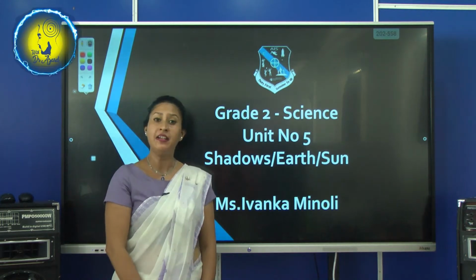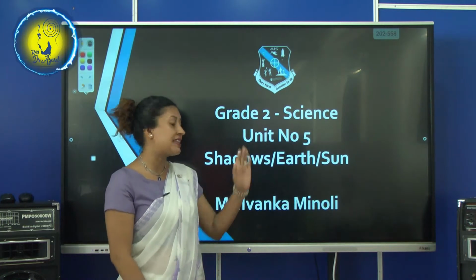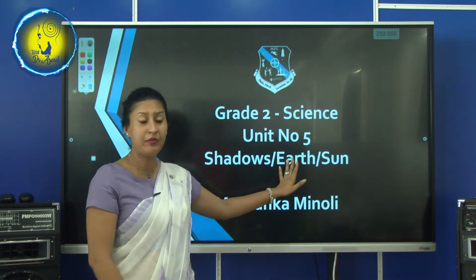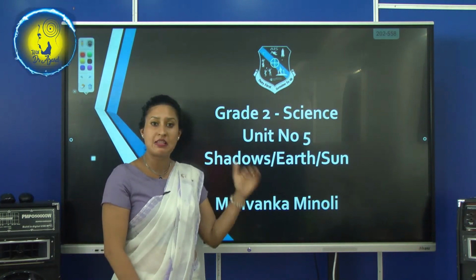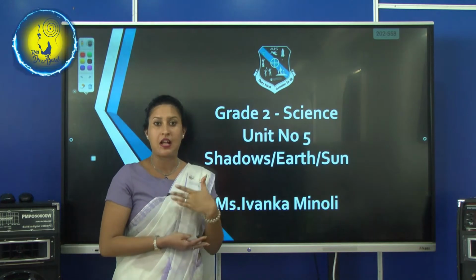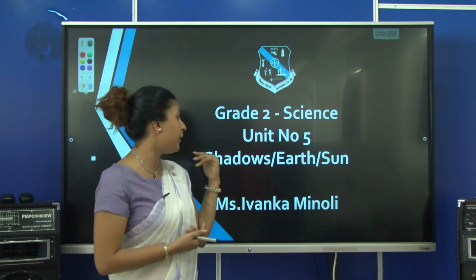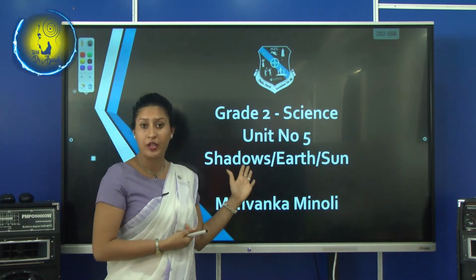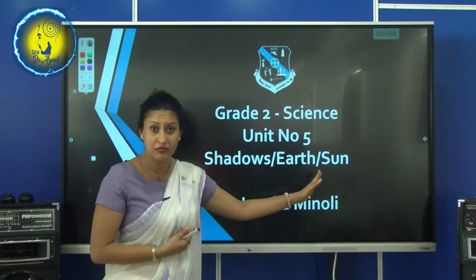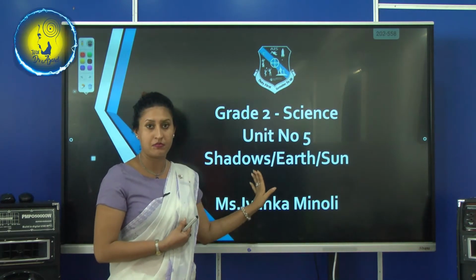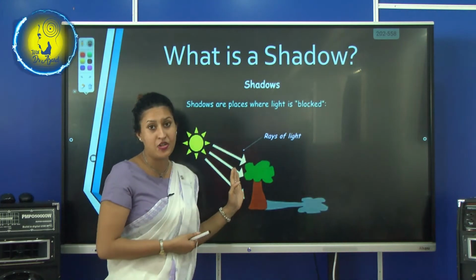I am Ivanka teacher, and today in our science lesson, what are we going to learn? It's the same unit, unit number 5, a subtopic from Earth and Beyond. We have studied up to planets. You studied about the universe, you studied about the planets, and today we are going to speak about shadows. With regard to the position of Earth and Sun, how shadows occur. About that only we are going to learn. So moving on to the first slide, children.